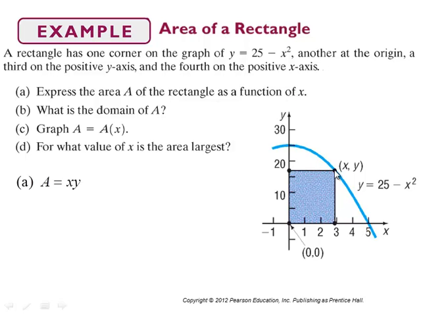Well, this corner point has coordinates x, y. But remember, on the curve, x and y are related by the equation y equals 25 minus x squared. Now, the area of the rectangle is x times y, width times length. But remember, y is equal to 25 minus x squared. So you replace y by 25 minus x squared, and you get 25 times x minus x to the third if you distribute this x across this binomial.